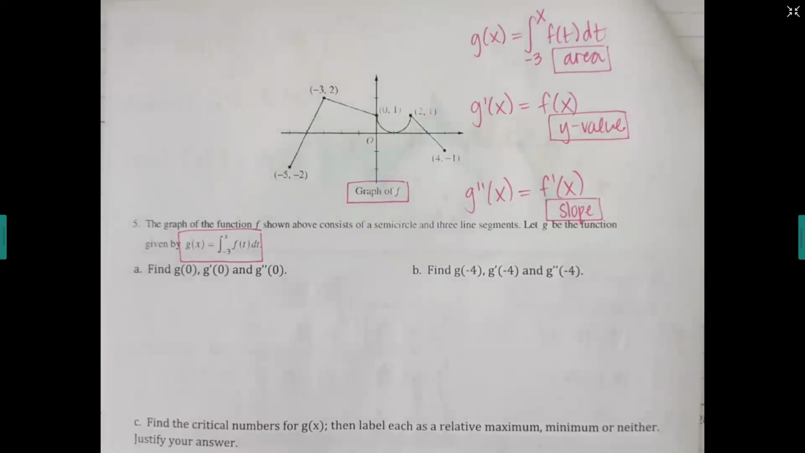So let's start with G of 0. And then you need to put the 0 where the x is, which is going to be at the top of that integral. And then calculate your area. It's a trapezoid. Good.